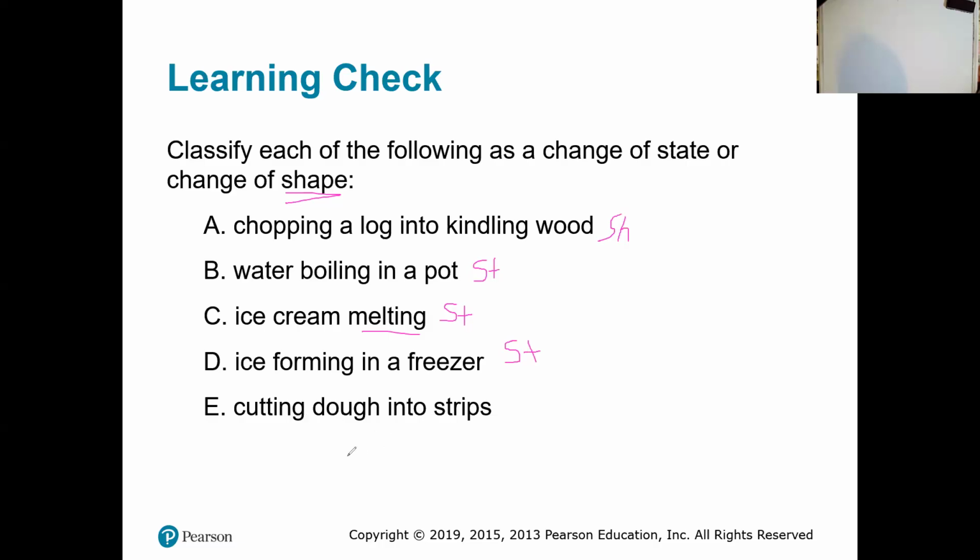Cutting dough into strips. So you start out with dough, which is kind of solidish, a soft solid again. But it doesn't change its consistency at all. It doesn't get more liquidy. And in this case, we're just cutting it from a large piece of dough into strips of a different shape. So this is going to be a shape change.